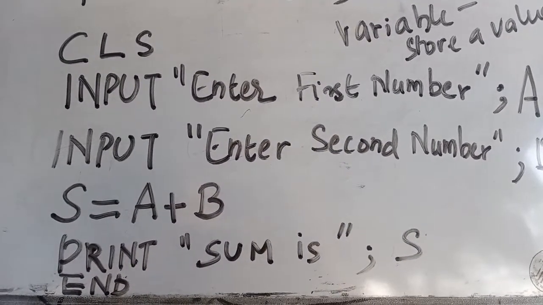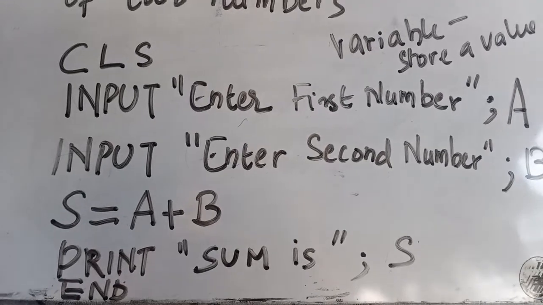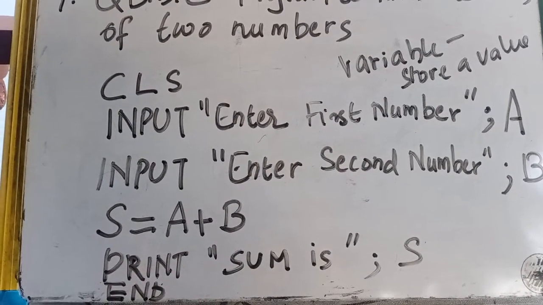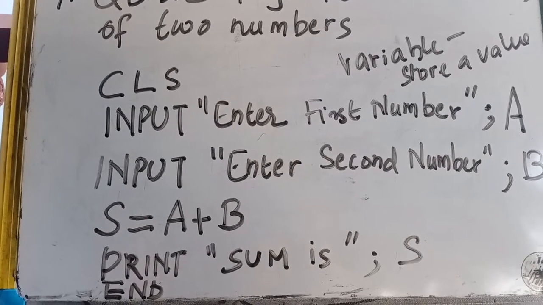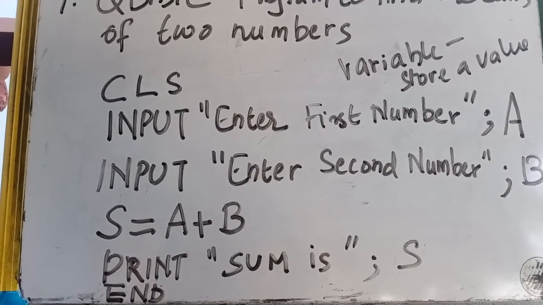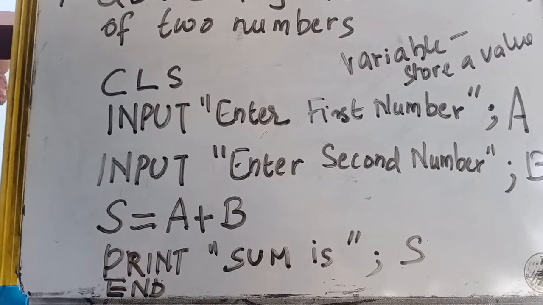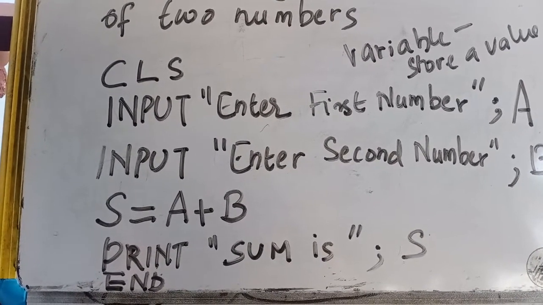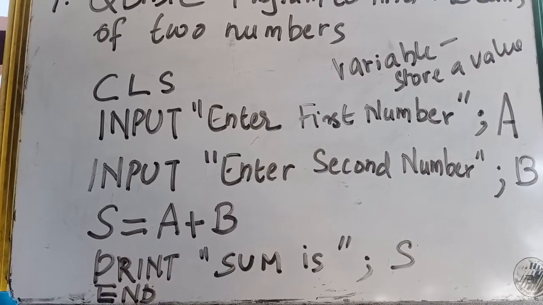Why am I giving the end? To stop the program, right? So let me repeat the code once again. CLS, input "Enter the first number" semicolon A, input "Enter the second number" semicolon B, s equal to a plus b, print "Sum is" semicolon s, end.